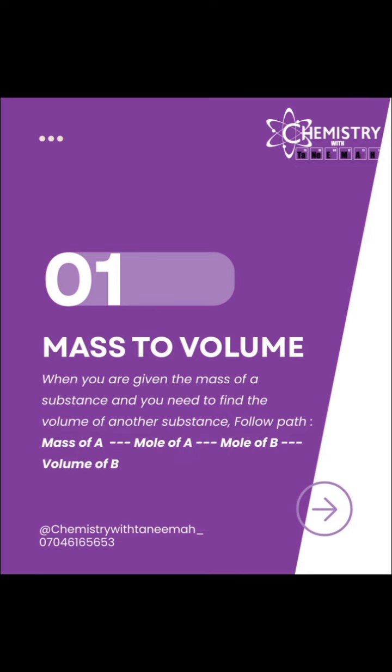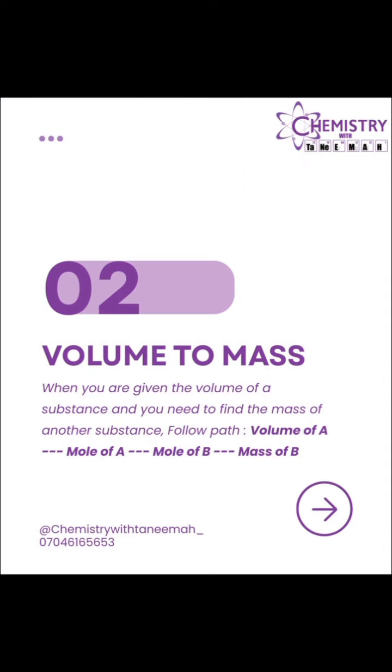Now, the very first one I have here is the mass to volume pathway. You can be given the mass of an unknown substance, let's say mass of A, and you'll be asked to look for the volume of B. How do you get there? From the mass of A, you solve for the mole of A, then you solve for the mole of B using the mole ratio that will be deduced from the chemical equation that you initially have, and you are going to be able to solve your volume from there using the molar volume of gases formula that is under mole concept.